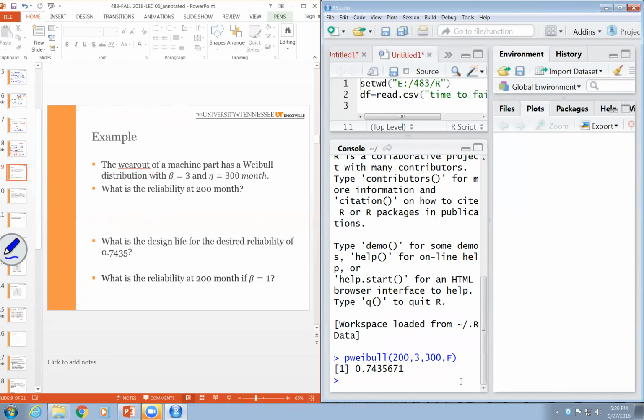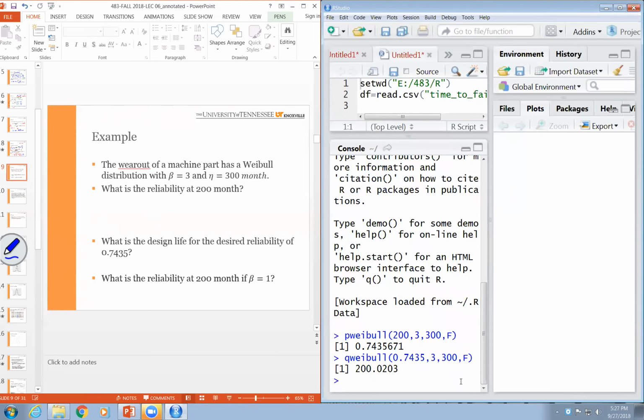So someone else. How would you do it in R? Q. Yeah. So I'm going to just swap P with Q, and then put that value in there. What do you think we'll get? 200, yeah, right? Because it's the inverse of the other, right? Okay. And then reliability at 200. So I'm going to do the same thing, but then this time beta is 1.